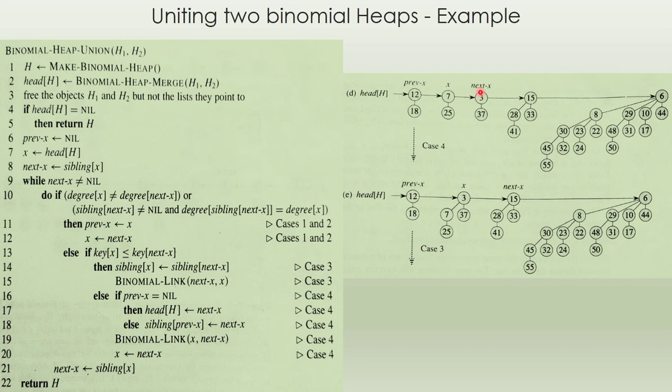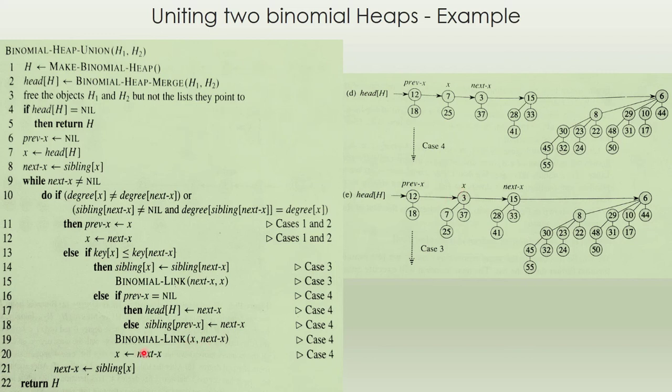After linking, this 3 will become the root of that binomial heap. So I have to create a link from 12 to 3. For that I am using this statement, sibling of prev X. Sibling of prev X is now actually 7. So I am linking with 3. I am storing it with X. So this link is created between 12 and 3. Then binomial heap link X comma next X. I want to make 3 the root. So I am calling X comma next X.